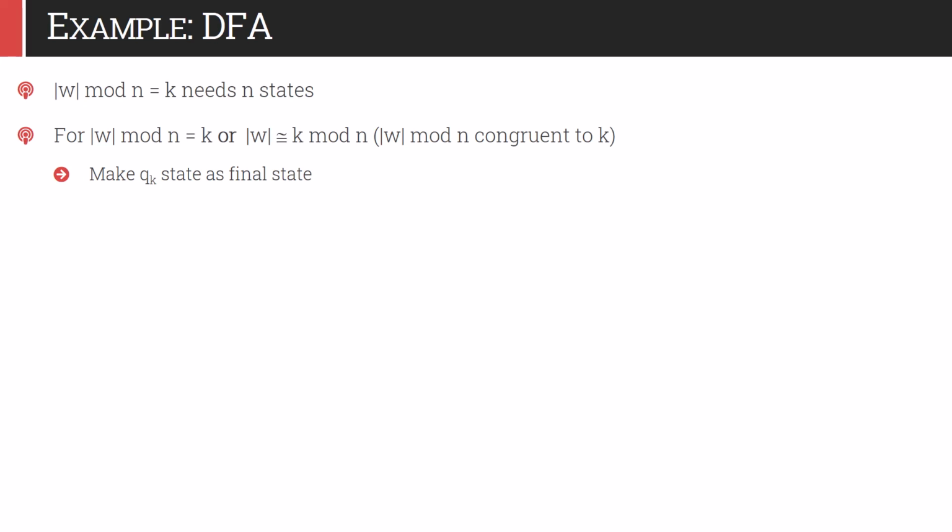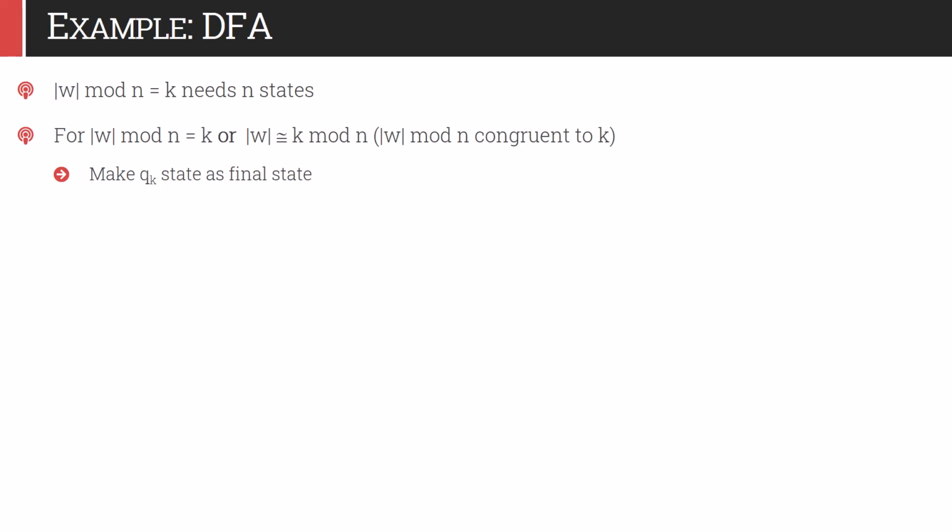Whenever we want to derive a DFA for a language like the string length mod n is equal to some k, it requires n states. That is the one fact. This k could be anything: 0, 1, 2, 3, whatever. So it might be length of string mod n is equal to 0, or 1, or 2, etc. But ultimately it requires n states. K could take any value.